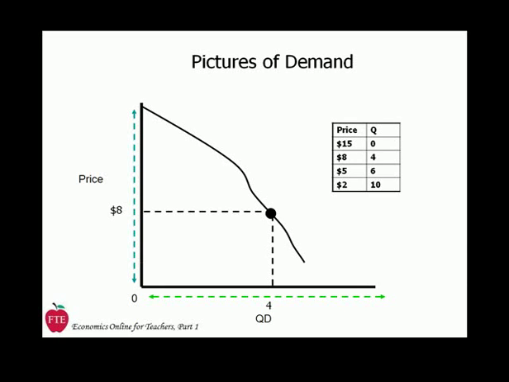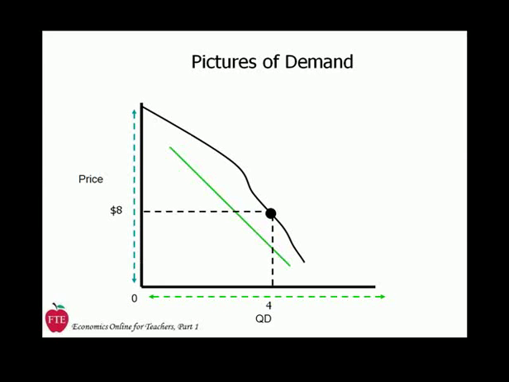Check the other picture, the table. Isn't that what Eli told us, that at a price of $8, he'd go to 4 movies? So this is just a picture of Eli's demand, and it's similar to the graph. We can also put other people's pictures on the graph, or we could add up everyone's responses to our question of how many tickets they'd buy at different prices and create a picture for the whole class.